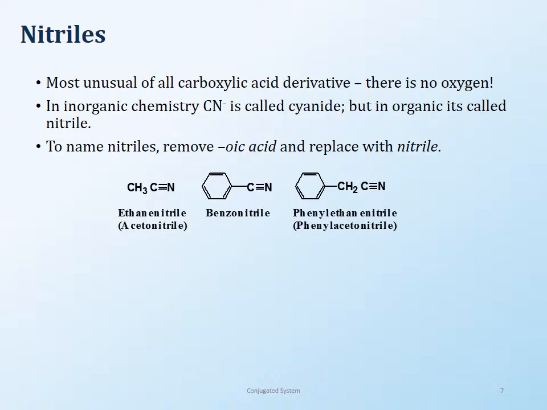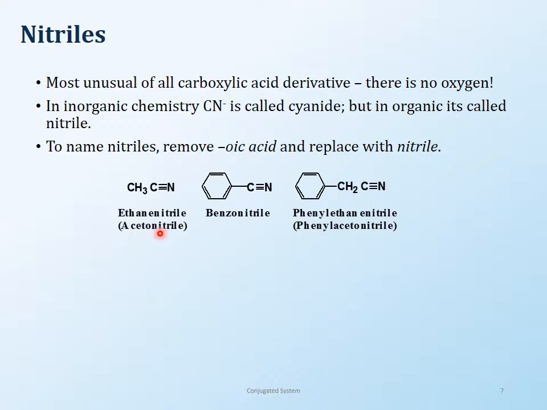And then, of course, we have the nitriles, which is a little unusual, as I said, because there is no oxygen in there. In inorganic chemistry, we call the CN group a cyanide, but in organic, it's called nitrile. It's a little weird. Anyhow, to name the nitriles, you would remove the oic acid and replace it with nitrile. So for example, if you have 2 carbons in there, it would be called ethane nitrile. Ethane coming from the 2 carbons, and the CN is giving the nitrile. However, the carbon here is part of the long chain. So it's ethane nitrile. Acetonitrile would be the common name for this.